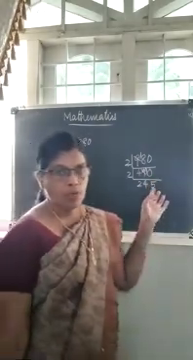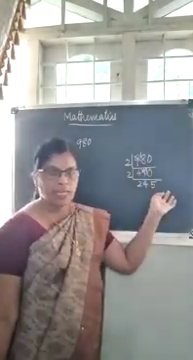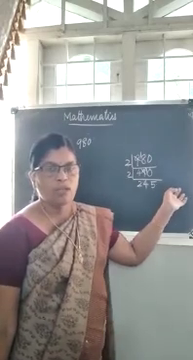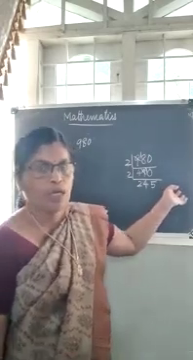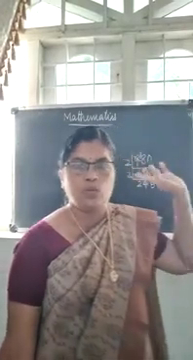Now what we have to do? Can you divide it again by 2? No, because in the ones place there is 5. So we cannot divide this number by 2 again.